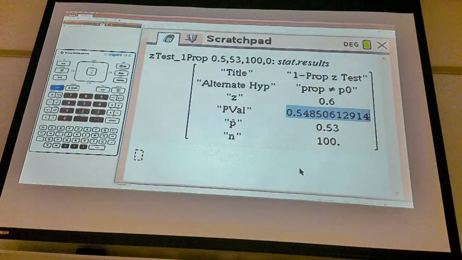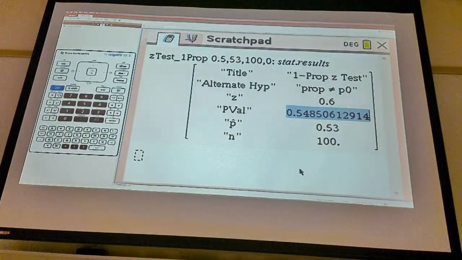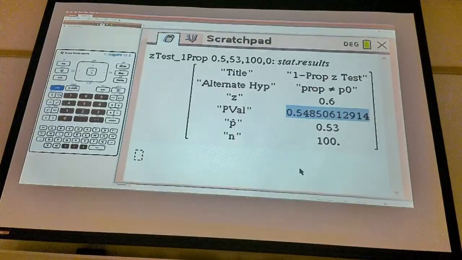So one more time, you have the STAT button, then you want TESTS, and you want number 5, the 1-proportion z-test. Again, we still see that that is greater than 0.01, so we fail to reject the null.